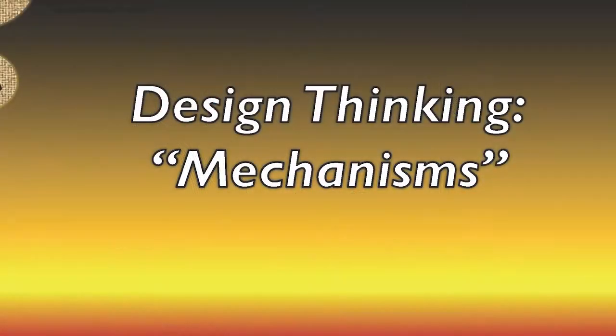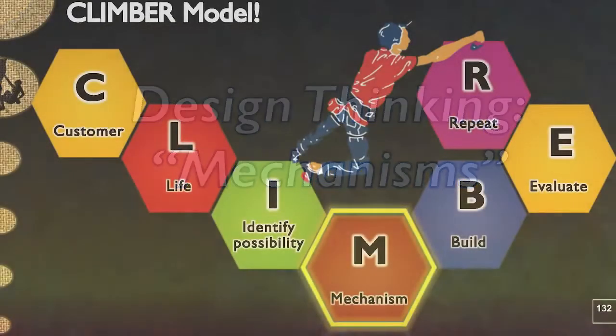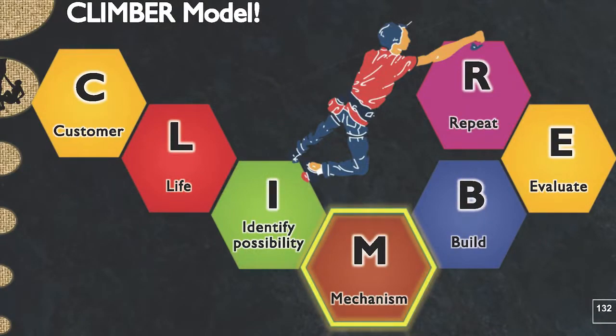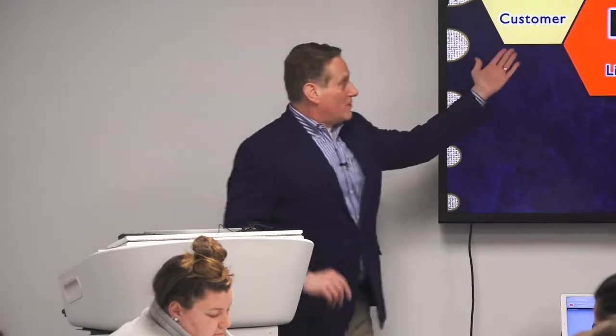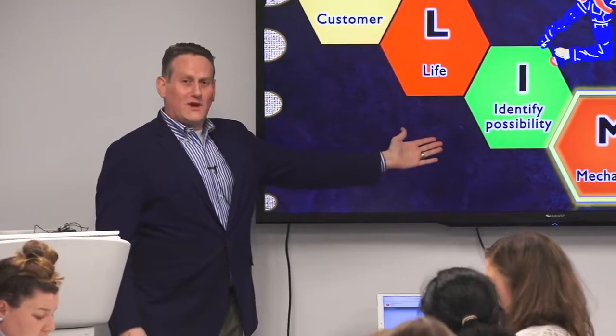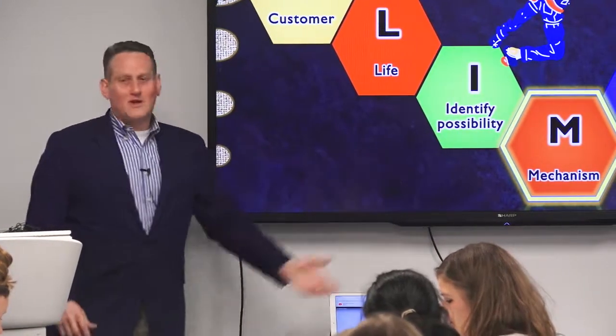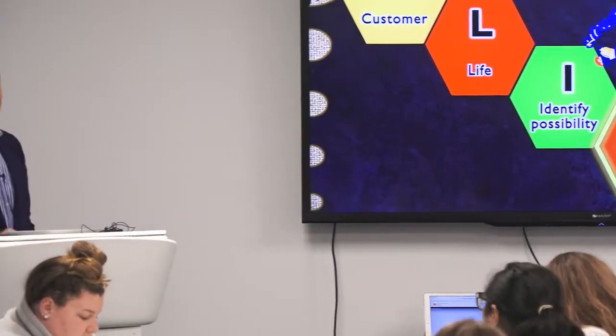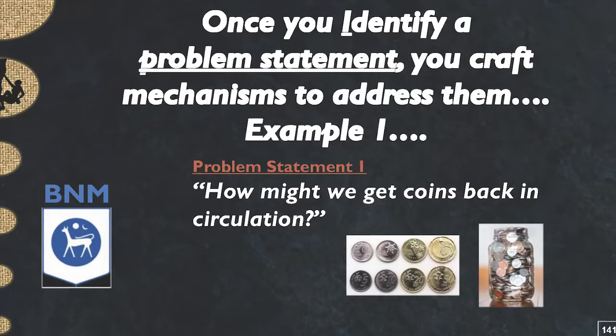The next phase is mechanisms, right? It's a weird, awkward word, but I chose it partly because it is a weird, awkward word. So we went through customer, understood how they spend their life, we've identified some possibilities, and now we have to come up with some mechanism. Once you identify a problem statement, which is your identified possibility, then you need to come up with some mechanism that could address that. And I'm going to show you a few random examples from different domains.